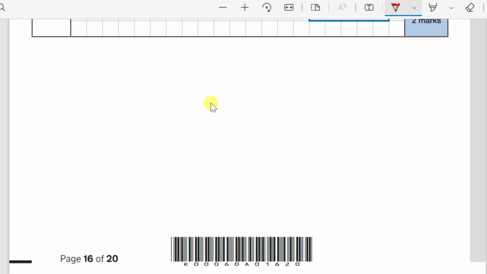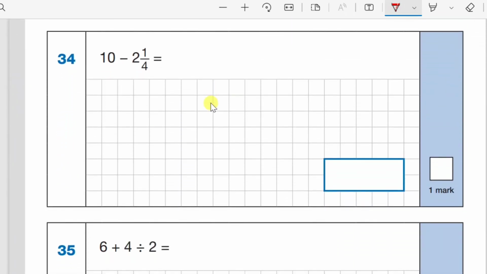Now, we've got a few more questions to go. Number 34. So you've got 10 minus 2 1/4. So as always, let's combine the mixed number into a single improper fraction. To do that, you always do 2 times the bottom. So it'll be 2 times 4, which is 8, and add it to the top, which is 1, and that gives you 9. So that means our question is now 10 take away 9/4. And because you got a whole number 10, all you got to do is make that over 1. So it's 10 over 1 take away 9/4.